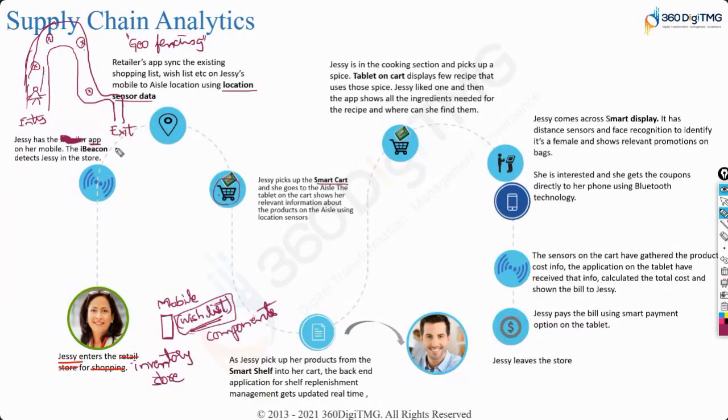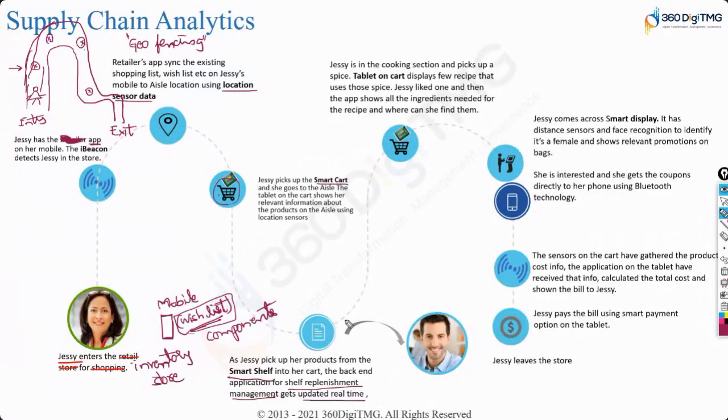Yet another cool feature. And then Jesse picks up her products from the smart shelf. All these aisles have smart shelves. The moment she picks up a component, it will automatically update the backend application, and it updates the shelf replenishment management system. In real time, it is updated, meaning how many components are taken. And there'll be some threshold saying that, for each component, a minimum of 10% should be there in inventory before refilling it. From that perspective, it will be very helpful.